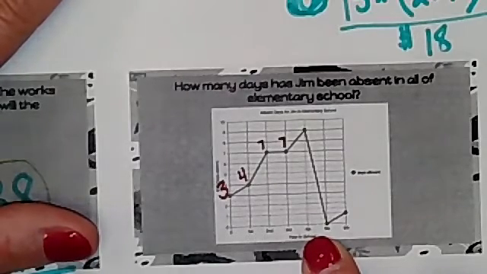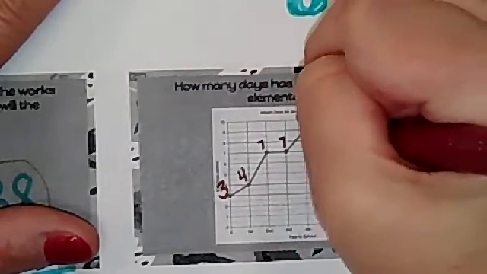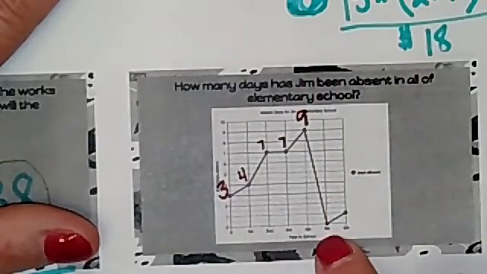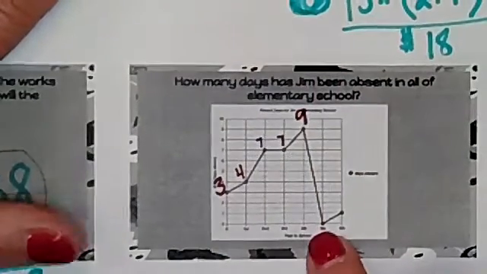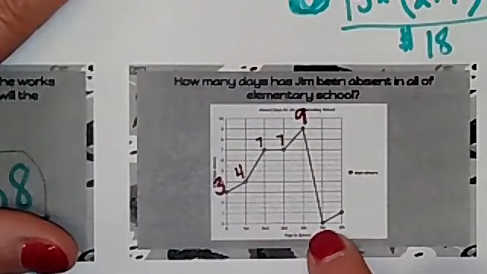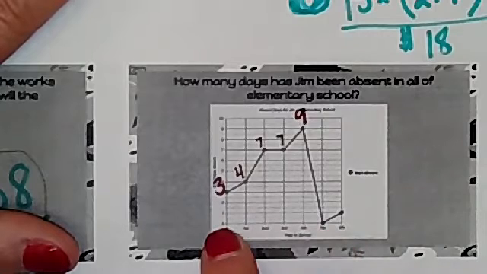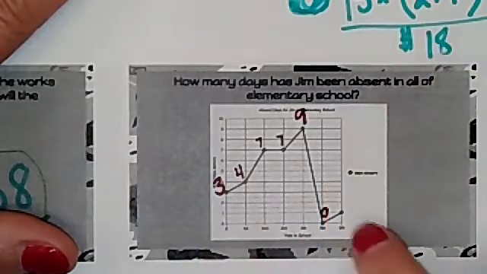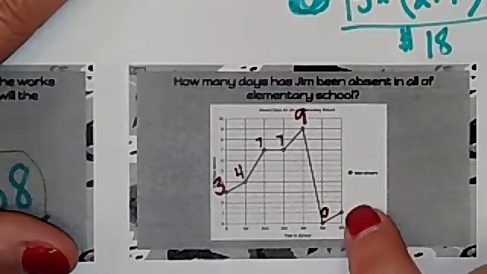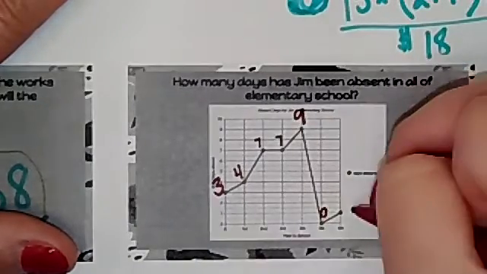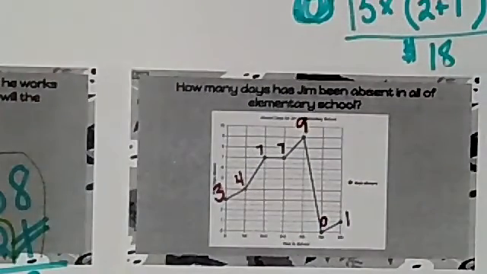What'd you say? 9. I'm sorry, I can't hear, honey. You guys speak up. I love you, but I'm old. How many days was he absent in 5th grade, Hadassah? That is not 1. Look again. 0. And how many days was he absent in 6th grade, Jaden? 1. Very good. So if I want to know how many days he's been absent in all of elementary school, what do I have to do, Talia? Add them all up.